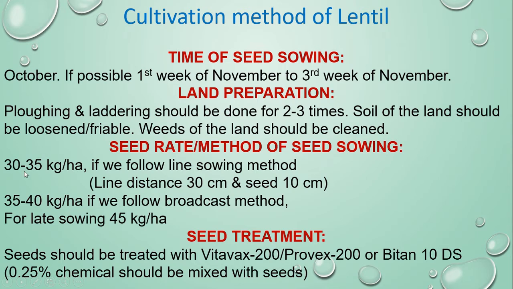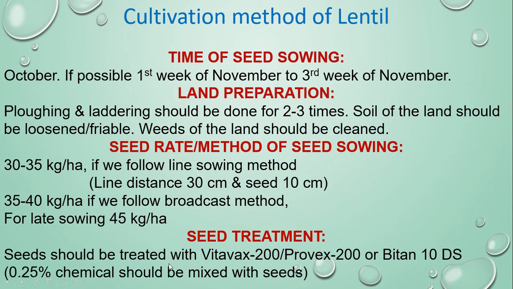A seed rate of about 30 to 35 kg per hectare is required if sowing in the line method. Line to line distance is 30 centimeter and seed to seed distance is 10 centimeter. If following the broadcast method, you need 35 to 40 kg per hectare. For late sowing, that means sowing the seed after October, from the 1st November to the 3rd week, you need 45 kg per hectare.